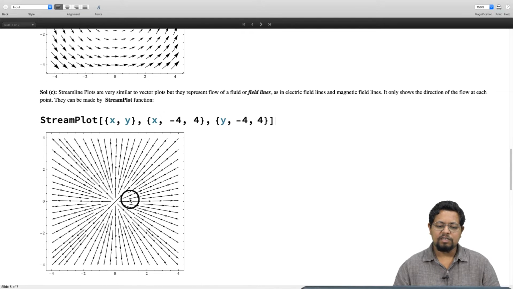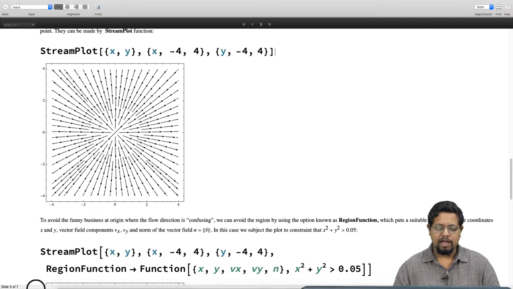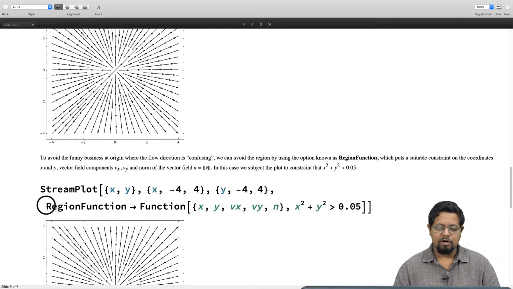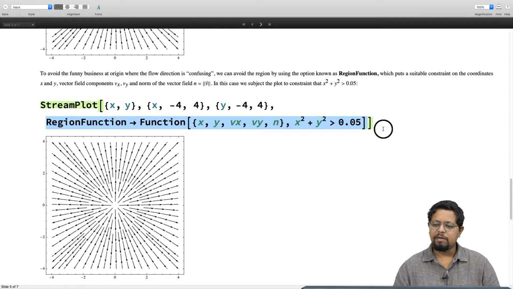In order to avoid such a situation, we can do a small trick. We can apply an option called region function on the stream plot. Region function is given by this particular line of code. At first it may appear complicated, but you just have to understand its usage, which is very simple. You define the region function, which tells you in what region you should make the stream plot, and what region you should exclude.